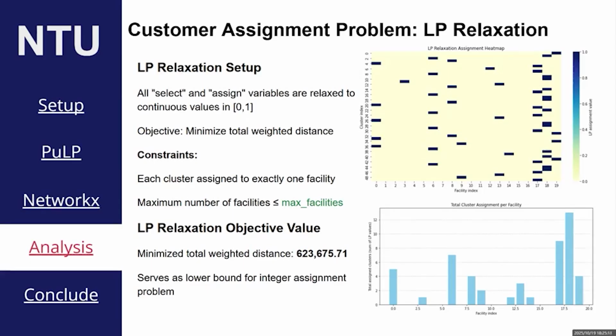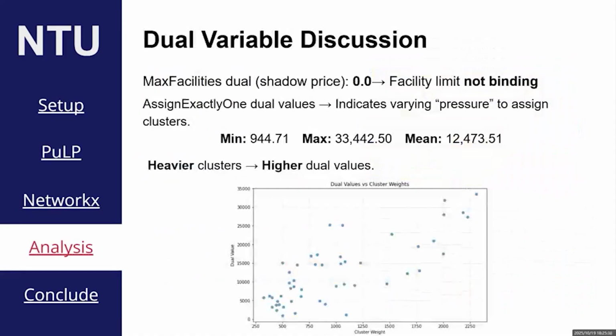We observe that many assignments are partially distributed across multiple facilities. Below the heat map, the bar chart summarizes the total assignment load per facility. We can see that certain facilities, especially those towards the right end of the index, carry heavier assignment weights, indicating they are more cost-efficient locations in the relaxed solution.